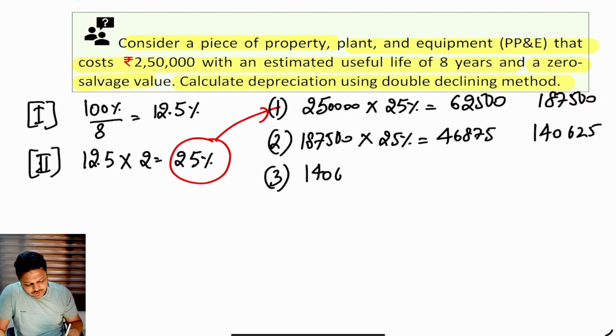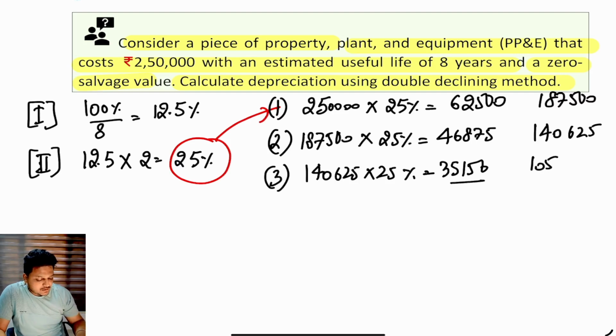So it is 140,625 multiplied by 25% is equal to what? So 140,625 multiplied by 25%. So it is 35,156. So you can be looking at the huge differences between the depreciation amounts, right? Just look at the differences.